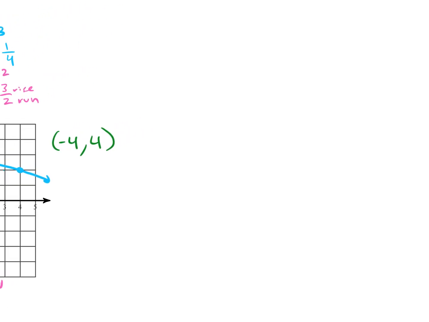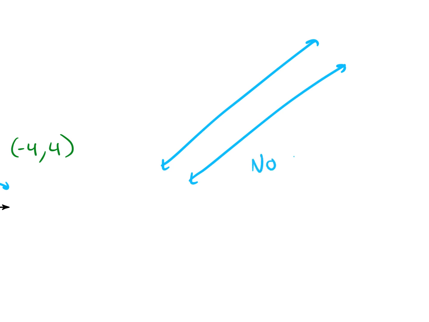What if we had two lines that were perfectly parallel? Two lines like this that never intersect. What do you think our answer would be here? No solution. Awesome. So if you have two lines with the same slope, meaning that they'll never intersect, and they have different y-intercepts, your answer will be no solution.